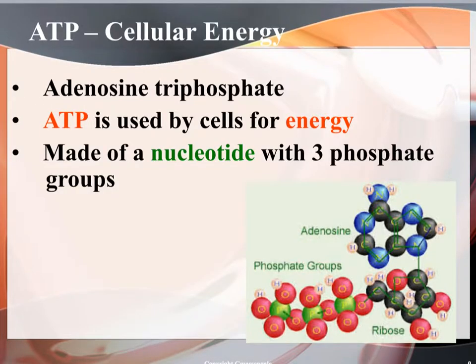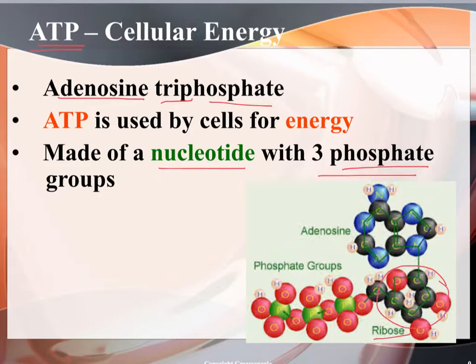Another important nucleotide is ATP, or adenosine triphosphate. And ATP is used by cells for energy. They're kind of like little energy batteries. They're made up of a nucleotide that has 3 phosphate groups instead of just 1. So here's your ribose, here's your sugar. This is a different kind of molecule drawing.